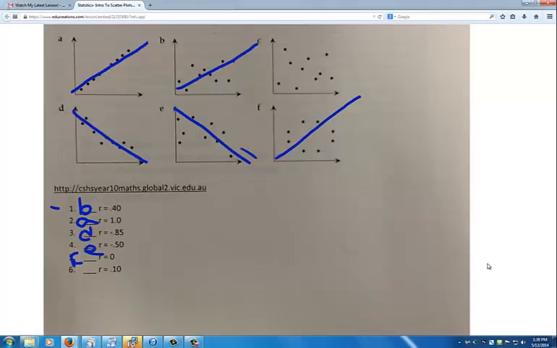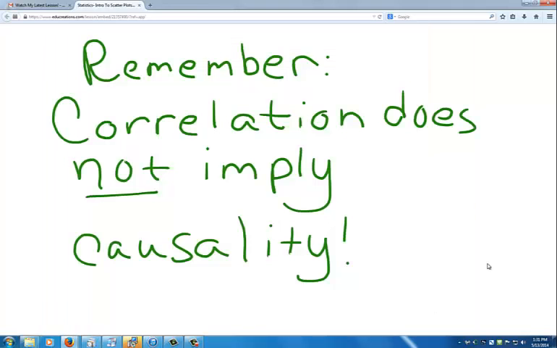Now this one's kind of tricky. I didn't say that there was no association between the variables. Obviously, we do see a clear pattern in graph F. It's just that we don't have a linear relationship. So that's why our correlation here would be 0. Finally, we have a correlation of r equals 0.10. Very, very weak. Positive. Looks like C is our best fit. So there's a brief overview of scatter plots and correlation. Remember, when working with scatter plots, correlation does not imply causality.